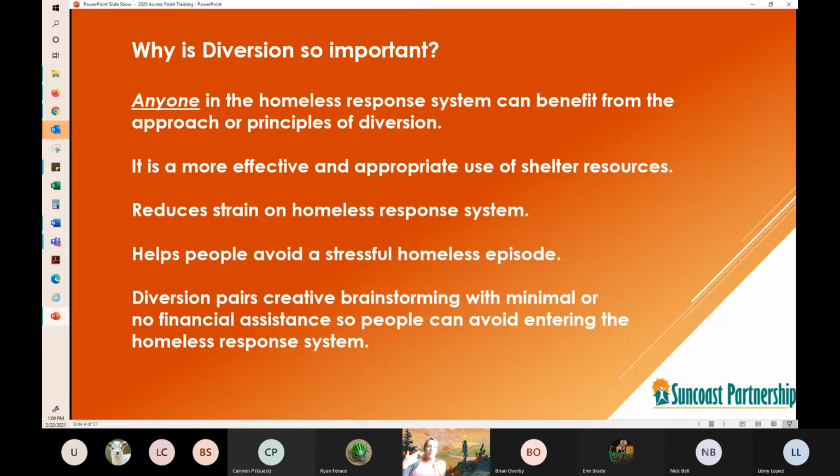So a lot of times it's having that conversation with the client to slow down that crisis thought process, so that they can look for the other resources that they might already have, whether that be family or friends or coworkers or whatever the case may be. So they can explore that as an opportunity to prevent their homelessness before it even begins.